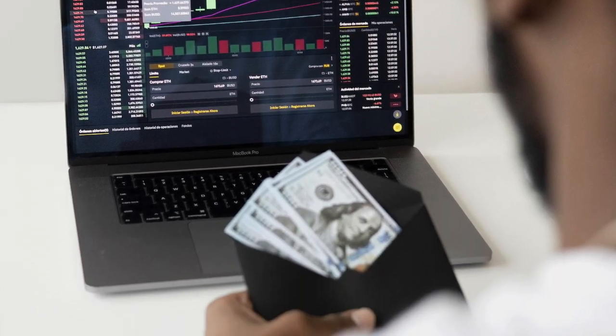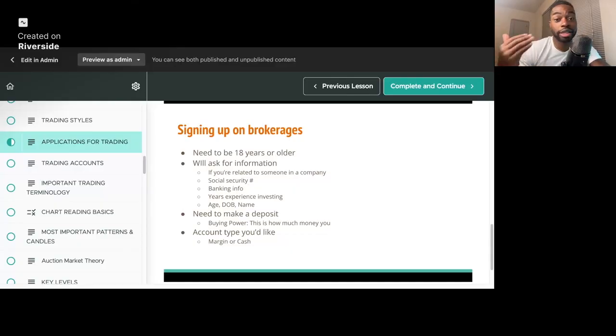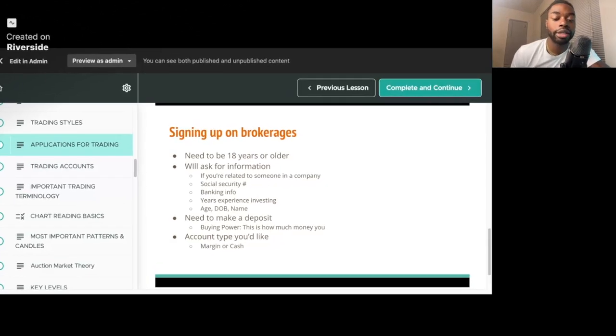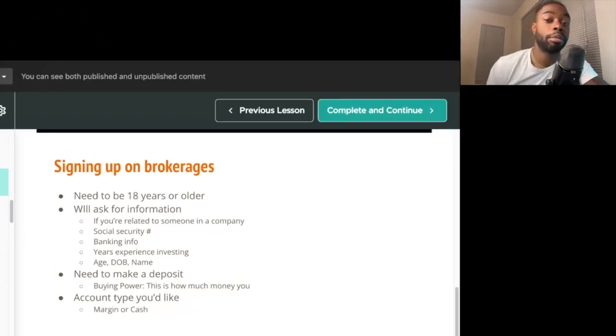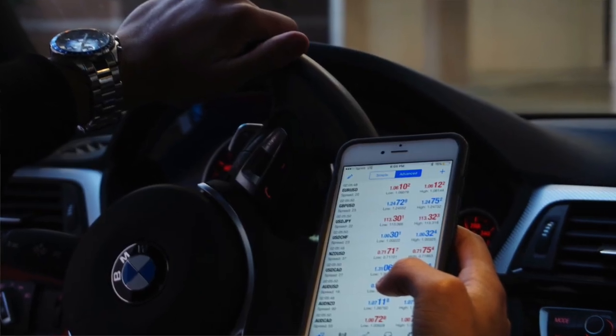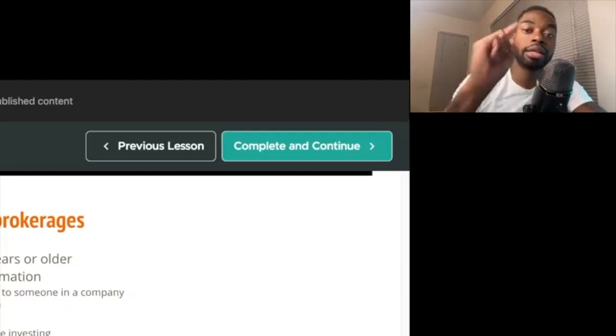And then you'll need to make a deposit, not on Webull, because again, on Webull and some of these other platforms, you can just paper trade. You can just treat it like a video game and not really risk any of your own money. There are two different account types that they're going to ask you whether you want to use, and that's going to be a margin account or a cash account. And we'll get into that in a little bit.